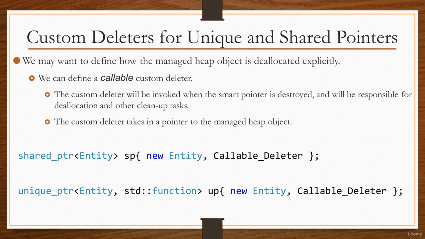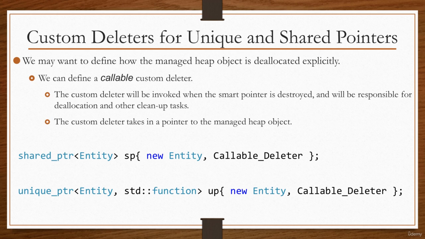The custom deleter is going to take in a pointer to the managed heap object, and we can use that pointer to access the member functions, of course, and also to call delete on that. If we use a custom deleter, then of course we need to ensure that we're actually going to deallocate the heap object that otherwise would have been managed by the shared pointer or the unique pointer. So we need to take care of that deallocation ourselves then.